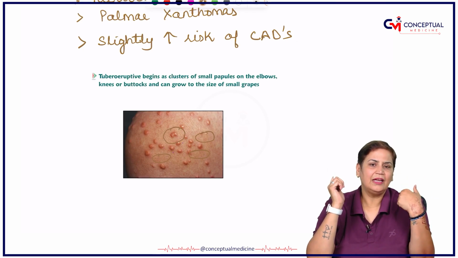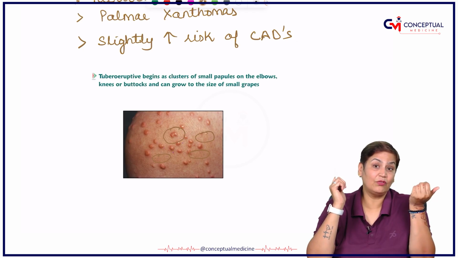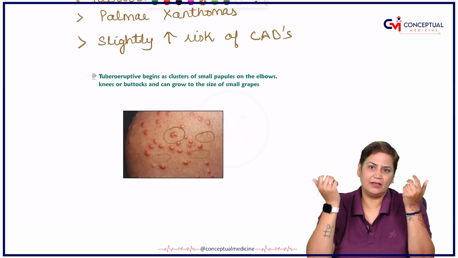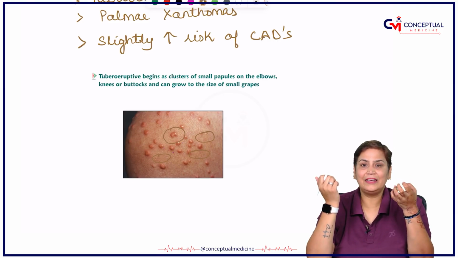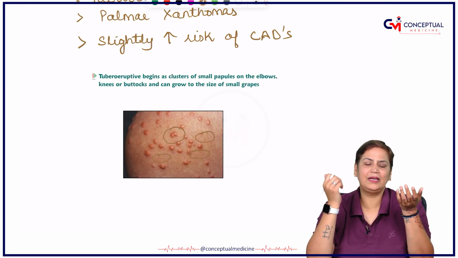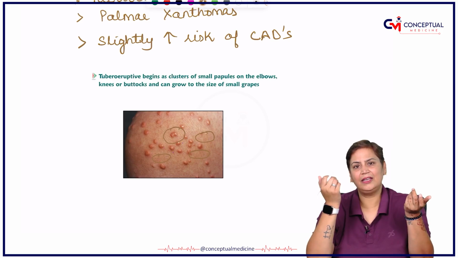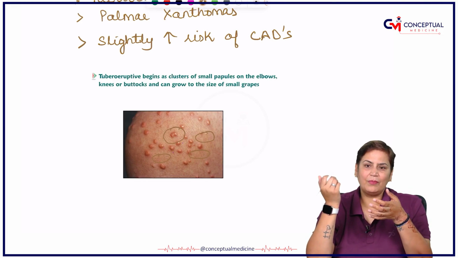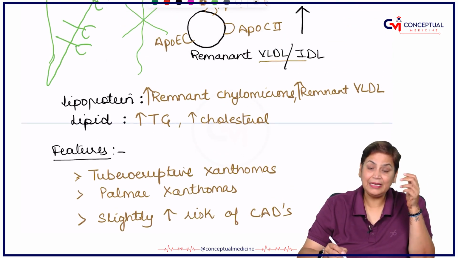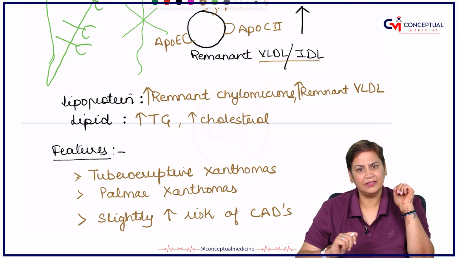Then comes type 2A. In type 2A the defect is in the LDL receptors, so automatically you can say the level of cholesterol will increase but TGs will be normal. In type 3, the Apo E receptor is defective. So the liver cannot accept the remnant VLDL and remnant chylomicrons, so their concentration will increase. Automatically they are laden with triglycerides. And the remnant IDL will later form LDL, so automatically cholesterol will increase.